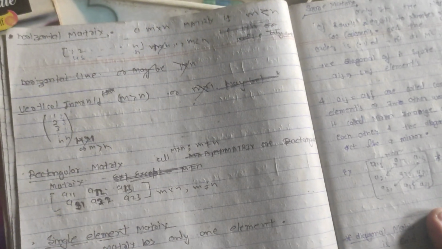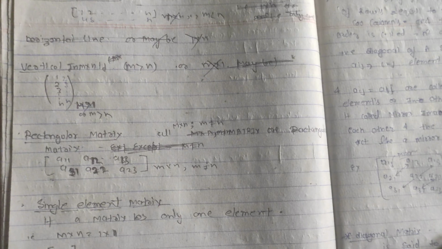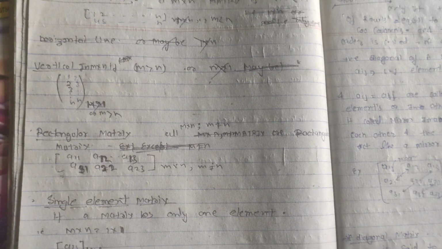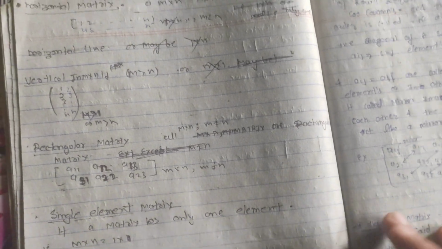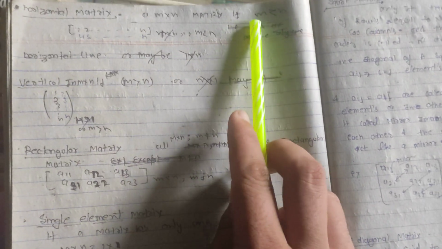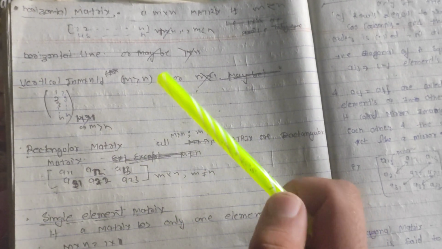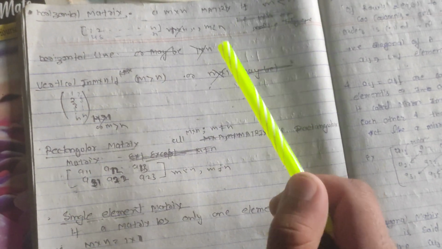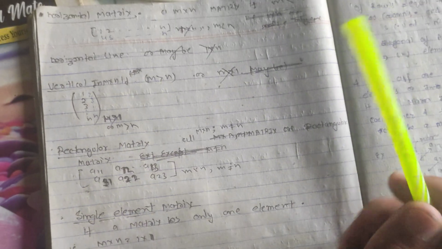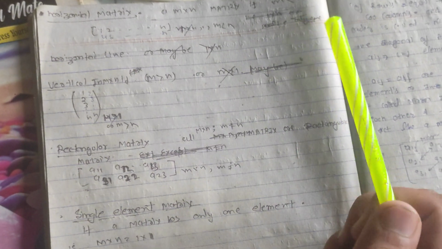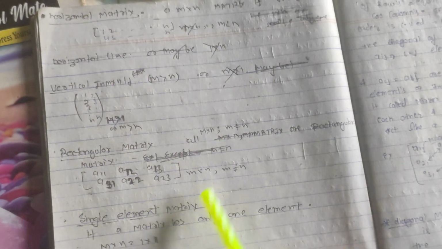And another matrix is the horizontal matrix. An m cross n matrix whose number of rows is less than the number of columns is called a horizontal matrix. And when we talk about a vertical matrix, if the number of rows is greater than the number of columns, it is said to be a vertical matrix. See some examples of horizontal and vertical.